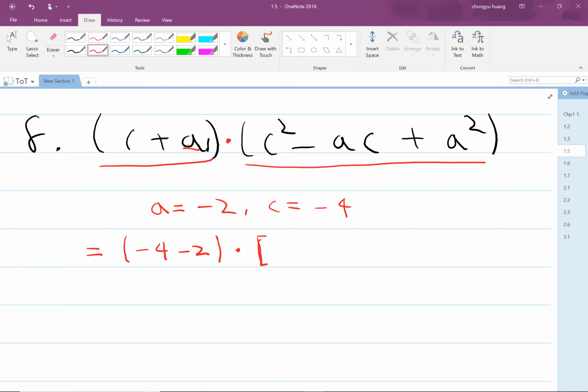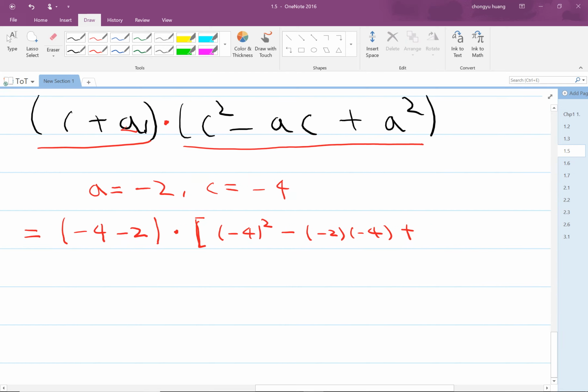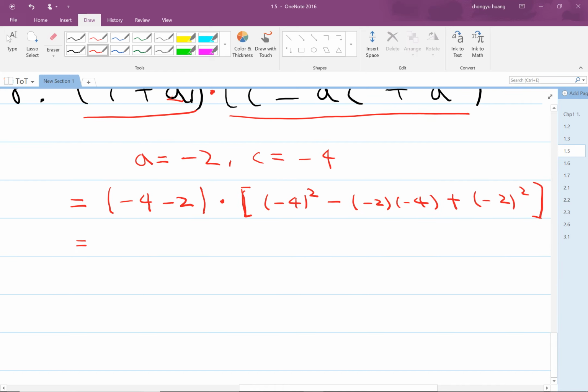So we try using a bigger bracket, right? So what you have, C is actually negative 4, so it's negative 4 squared, right? And then you minus A over here is negative 2, and then C over here is negative 4, and then you plus A squared. A is actually negative 2 squared, right? Now you have to finish the thing. You have to finish the bracket first.